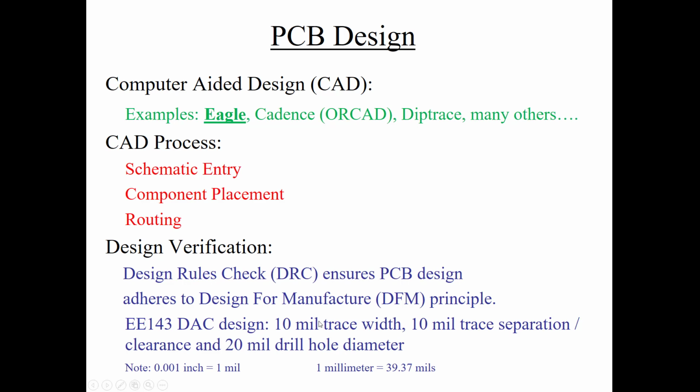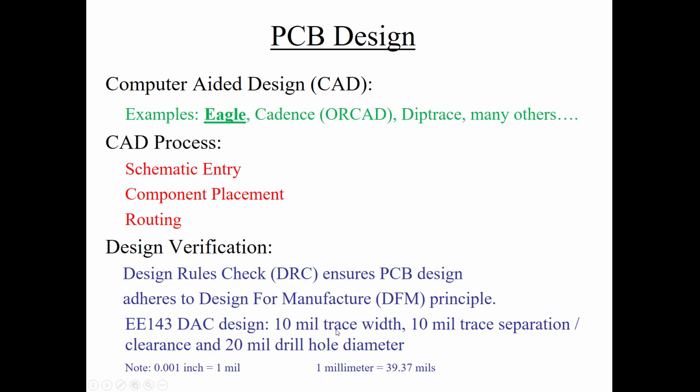So you'll input this criteria to the software, and then when you run the DRC, it will check to make sure that your design meets this criteria. Okay, that you don't have a trace width that's something different than 10 mils, and you don't have a trace separation that's less than 10 mils, and that your drill hole diameters are meeting the 20 mil criteria.